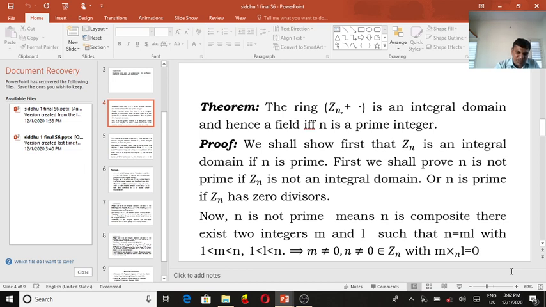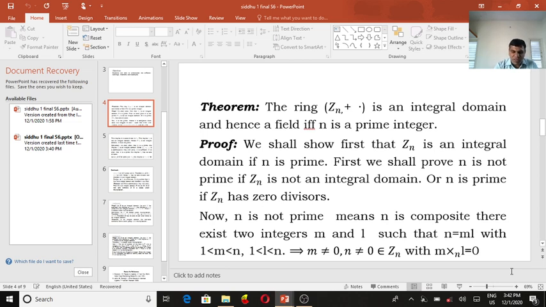For example, Z5, Z7, Z11, Z13. These are all fields, taking non-zero elements. For Z5, we can take 1, 2, 3, 4. For Z7, take 1, 2, 3, 4, 5, 6. Here each is commutative with a unity, and each element possesses a multiplicative inverse.